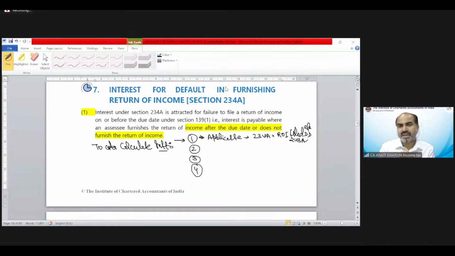Abhishek Singh is asking, in cases of belated return, losses except house property loss cannot be carried forward. Yes, absolutely right. Losses except house property loss cannot be carried forward if the return is a belated return. All the loss would be lapsed. They would be nil, zero. Okay, so for the purpose of calculation of interest, the first thing we need to know is the applicability. What other thing do we need?